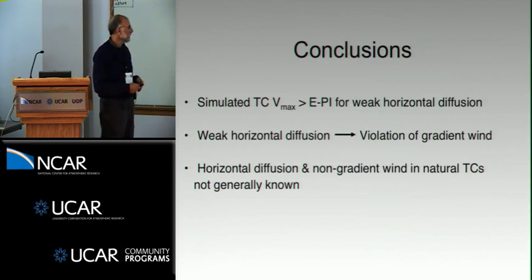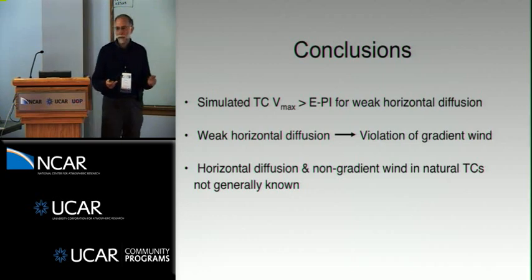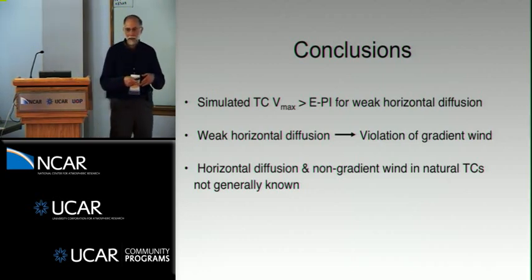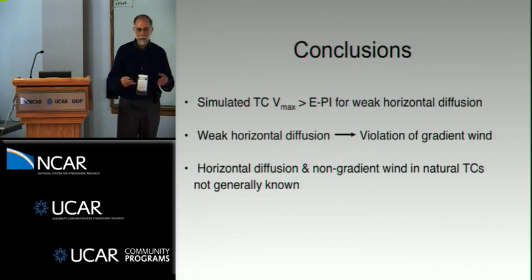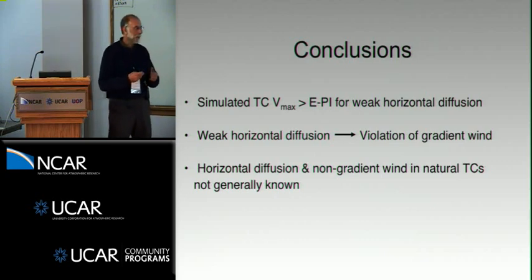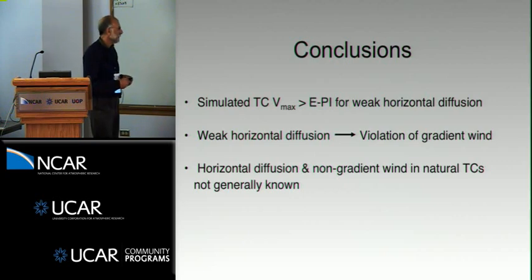And so basically we have the situation here where two assumptions seem to have canceled each other out. So the theory was inviscid, and the inviscid theory basically makes something too strong. The gradient wind approximation makes it too weak. Add them up, and you get a wash. So that seems to be the explanation here.